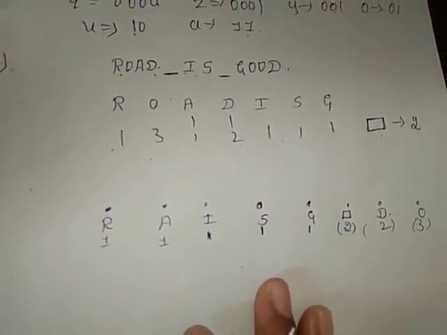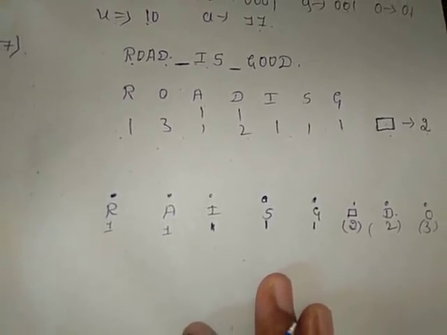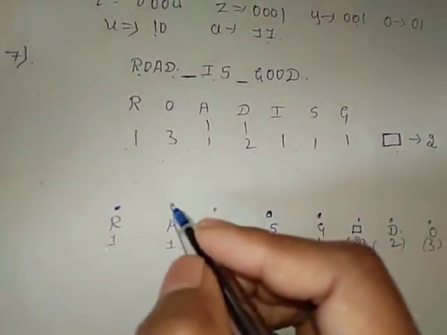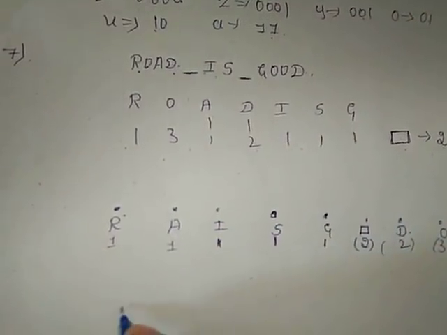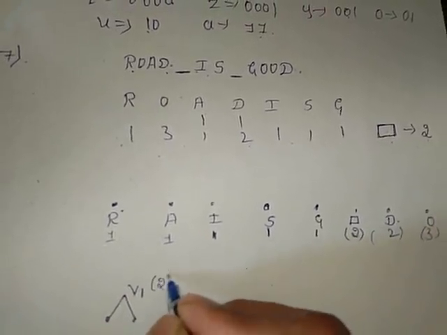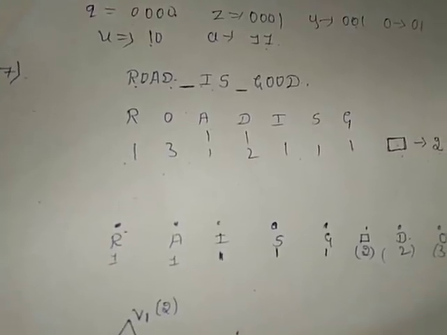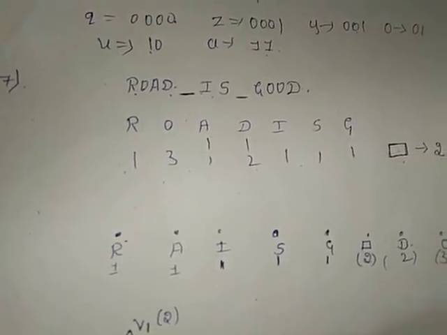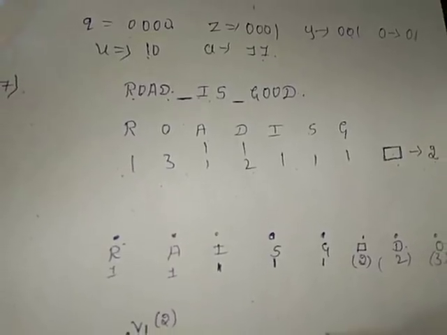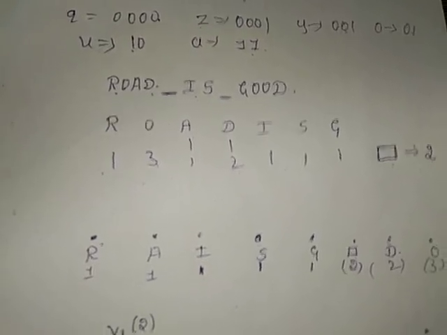Now we have to add the 2 minimum weights and assign that as a weight to the new vertex V1. So add R and A here first and assign a vertex V1 that having a weight 2. Now the remaining are I, S, G, blank space, D and O.